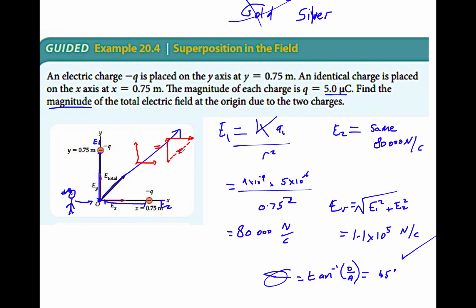Okay, so we solved it. What we did was we did the E1, KQ1 over R squared: K, 9 times 10 to the 9, Q1, 5 times 10 to the minus 6, over 0.75 squared, and we got 80,000 newtons. We then looked at the second one, and we realized the numbers are all the same. The R is the same, and the Q is the same, the K, of course, is the same, so the same number. So then I can simply use Pythagoras. We've solved this one, and we've solved this one. We can find this one, yes? We can go straight to the Pythagorean theorem, which is the square root of this squared plus this squared, and that gives you the answer.